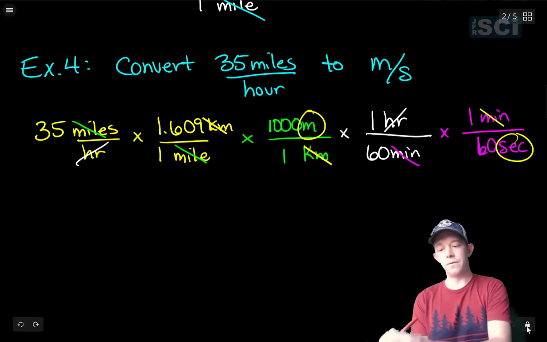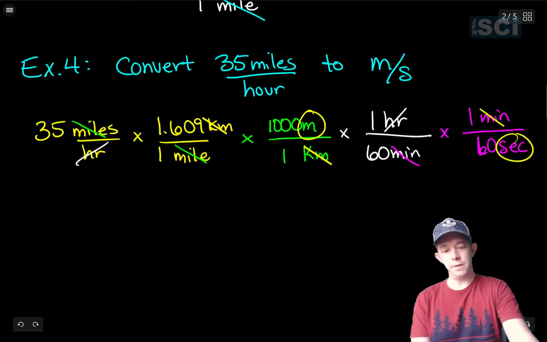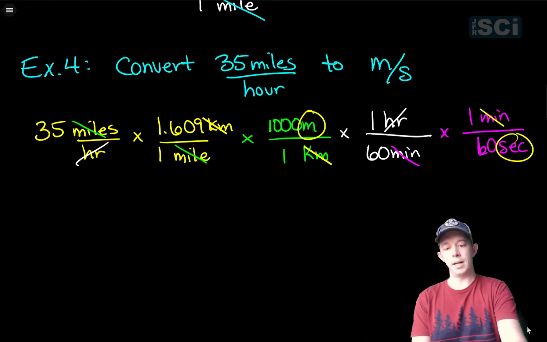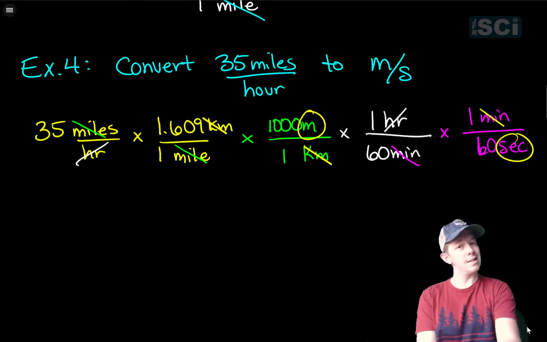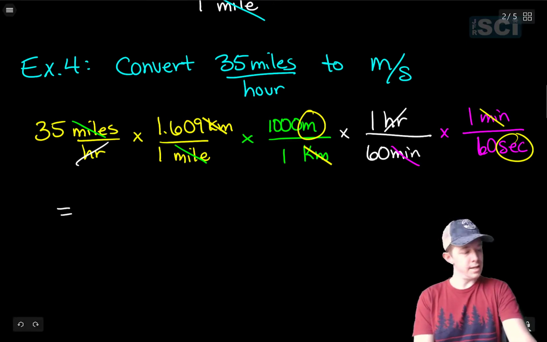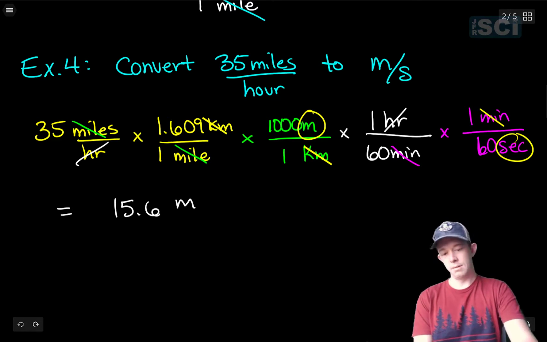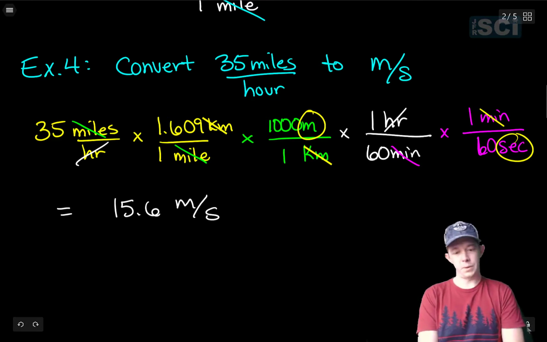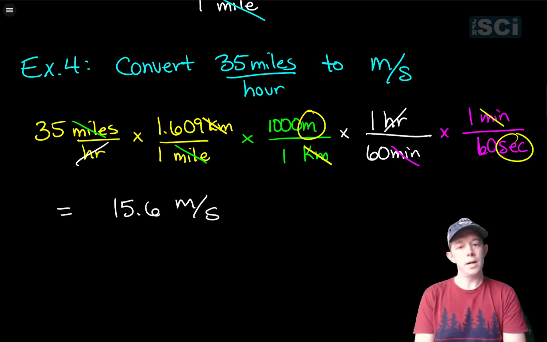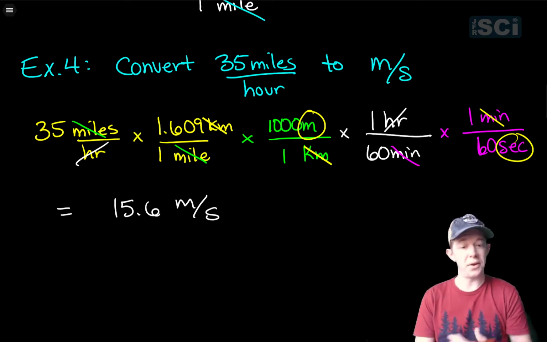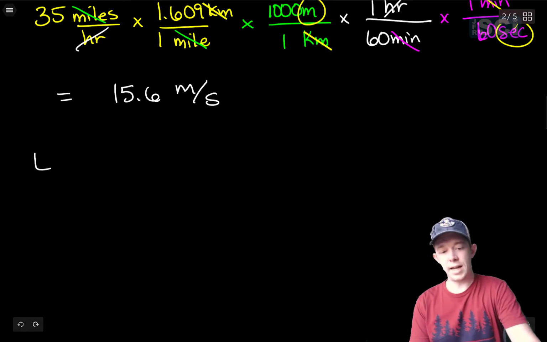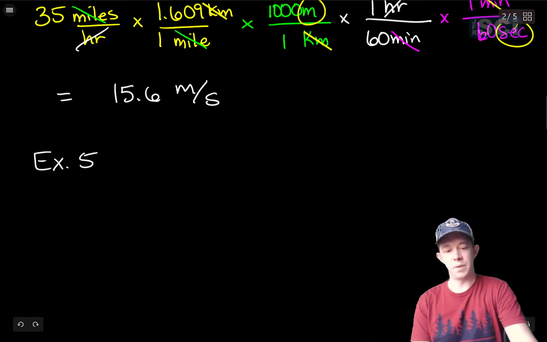Okay, so if I convert this all the way through, 35 multiplied by 1.609 multiplied by 1,000 multiplied by 1/60th multiplied by 1/60th, I get a number of 15.6 meters per second. Okay, so we'll do one more example here, and that will be an example where my units are, say, squared.